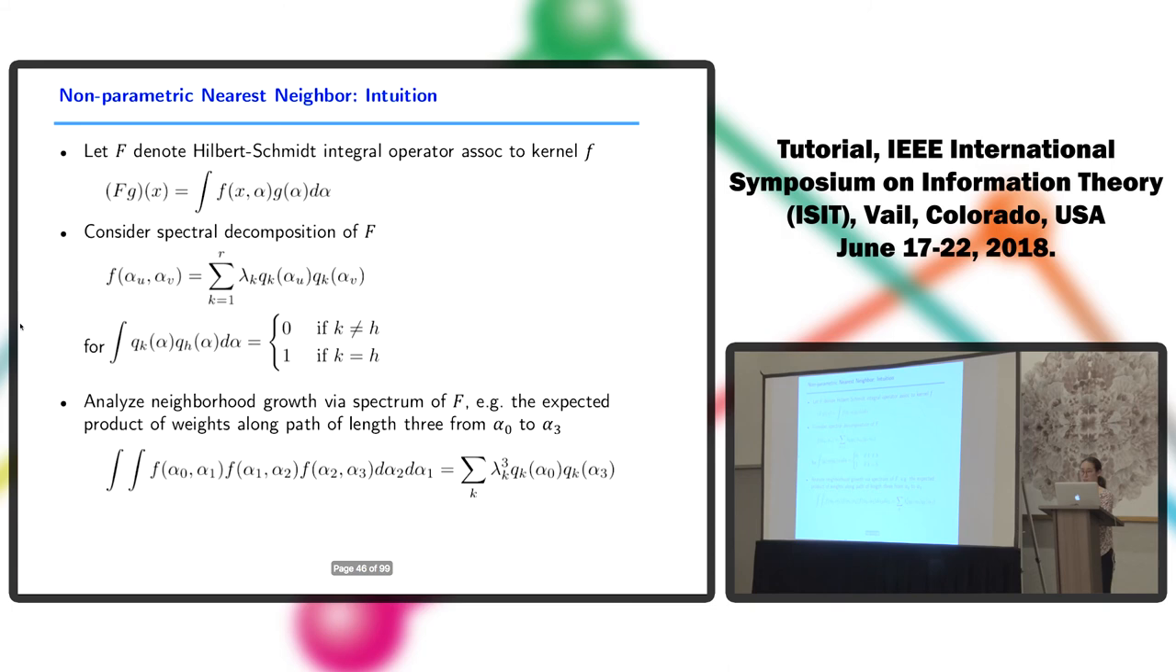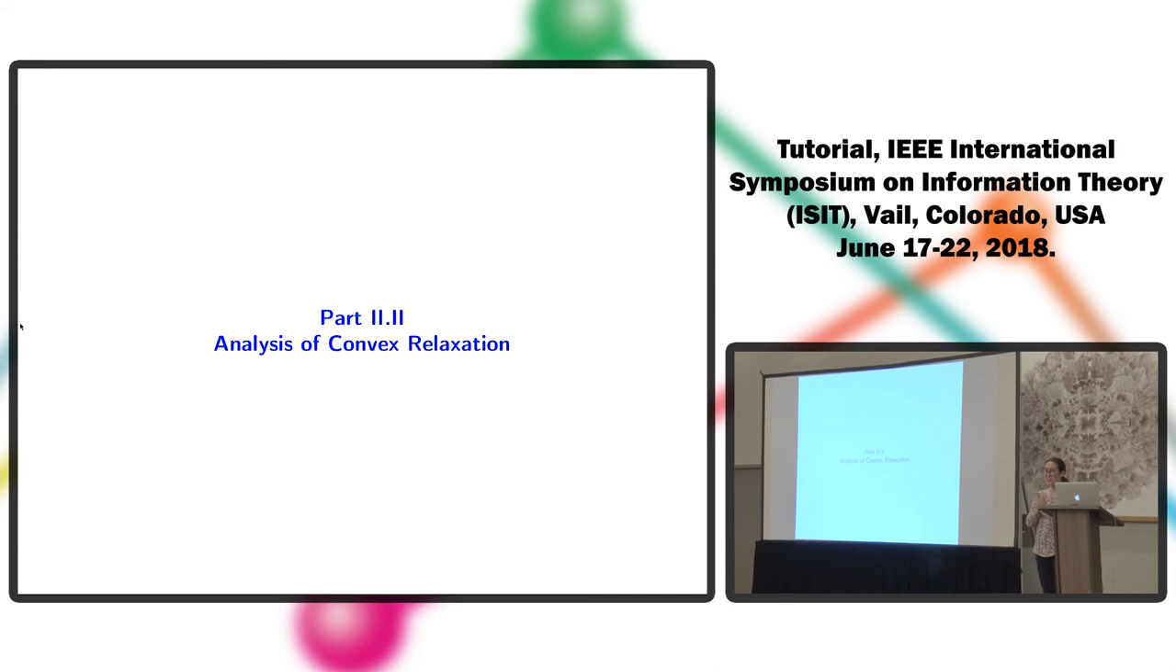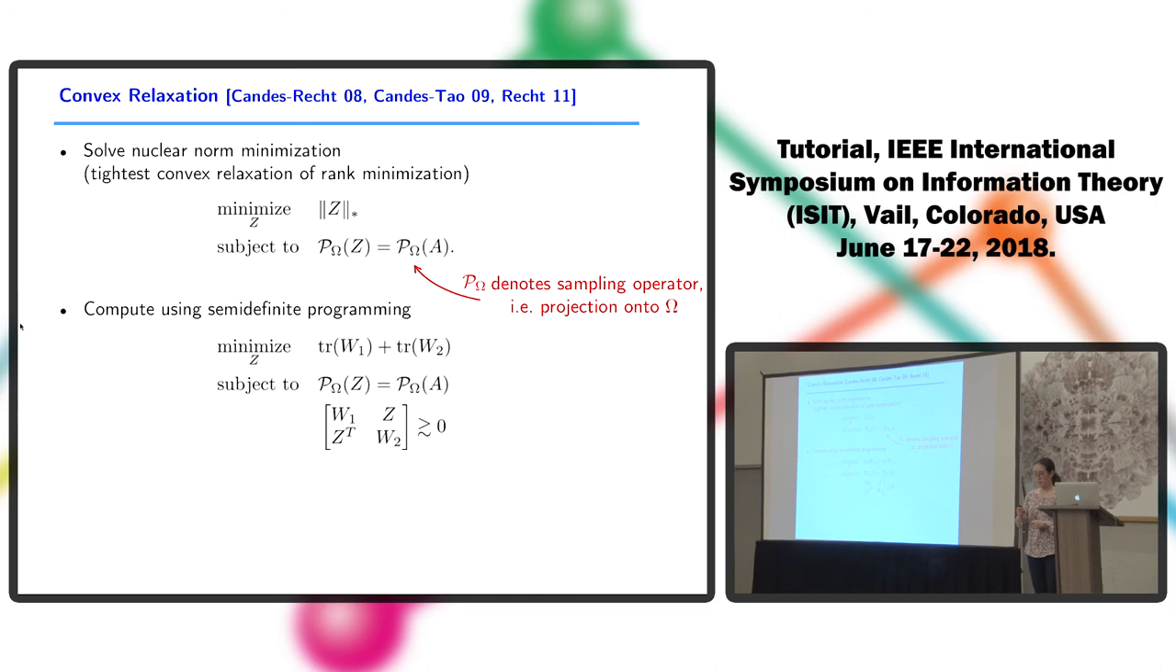Great, just on time. So in the second part, we'll be looking at the analysis of convex relaxation techniques. These are almost the earliest techniques that were suggested to approach matrix completion. As Devavrat introduced earlier, the approach is to minimize the nuclear norm subject to the matrix matching the data matrix on the observed entries. Here, P sub omega denotes the sampling operator, the projection of the matrix onto the observed entries omega.